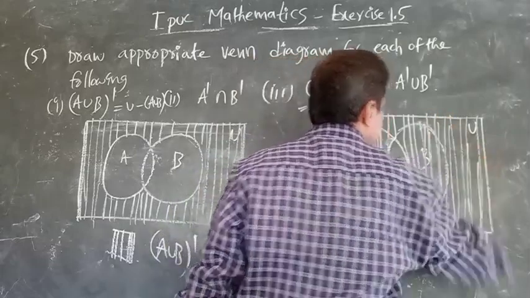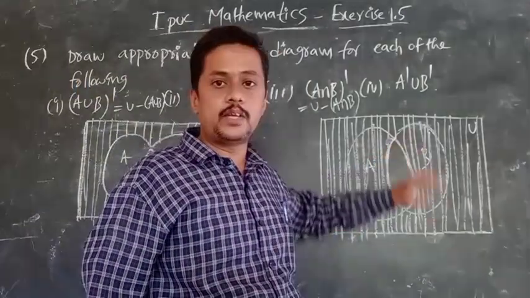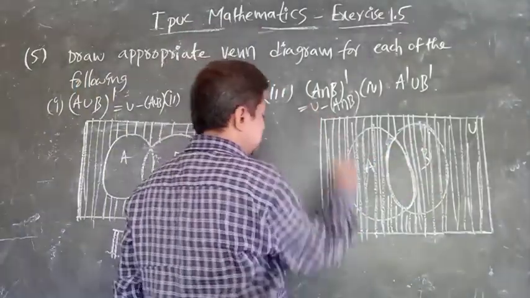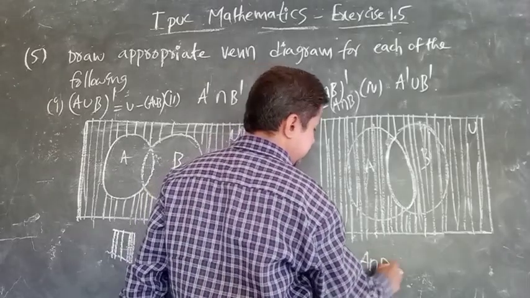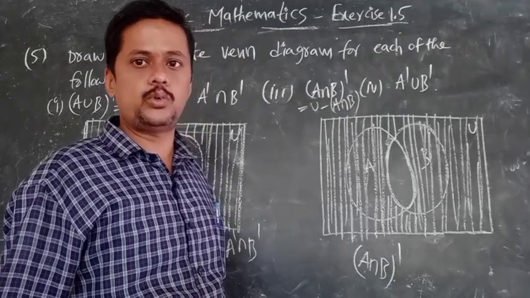So shaded. Understood or not? So this part is not shaded. Therefore this one is called A intersection B whole dash. A intersection B whole dash. Understood or not? Very easy.